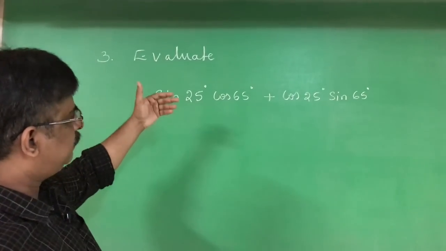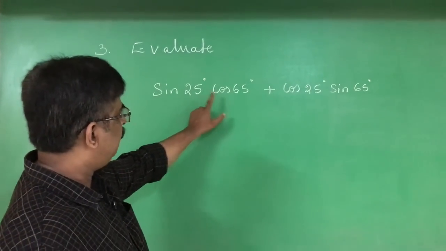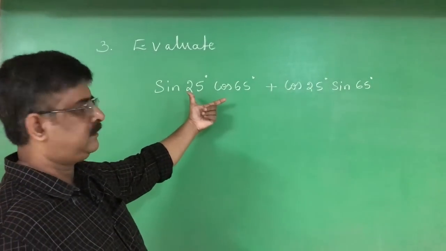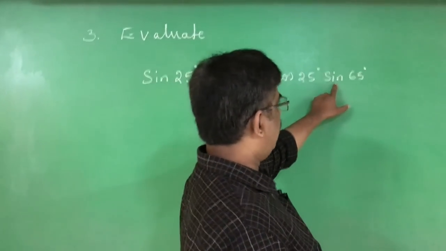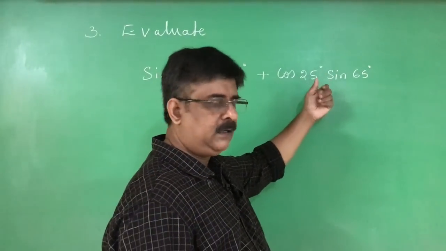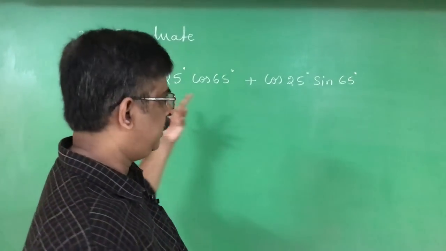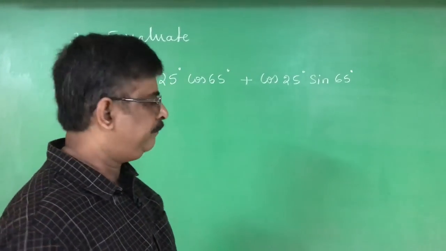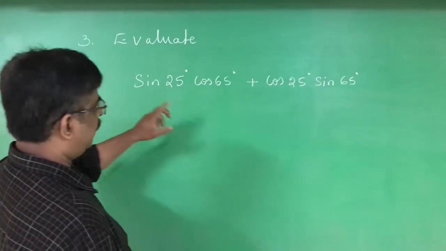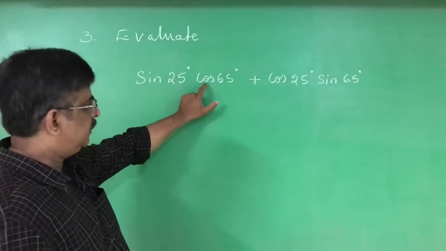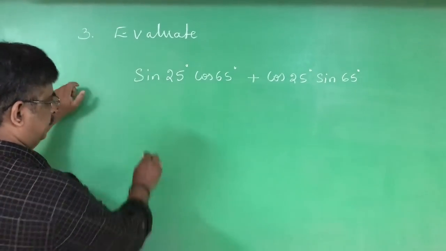I tell you, when I see this, this is sin. If this is also sin with the same angle, then I can write this as a sin square. This is cos. If I make this as cos, then it becomes cos square. Sin square theta plus cos square theta, the answer should be equal to 1. I can guess the answer easily. Now how to make this? I wanted to make this a sin, therefore I want to eliminate this cos. Therefore I write this one as it is.